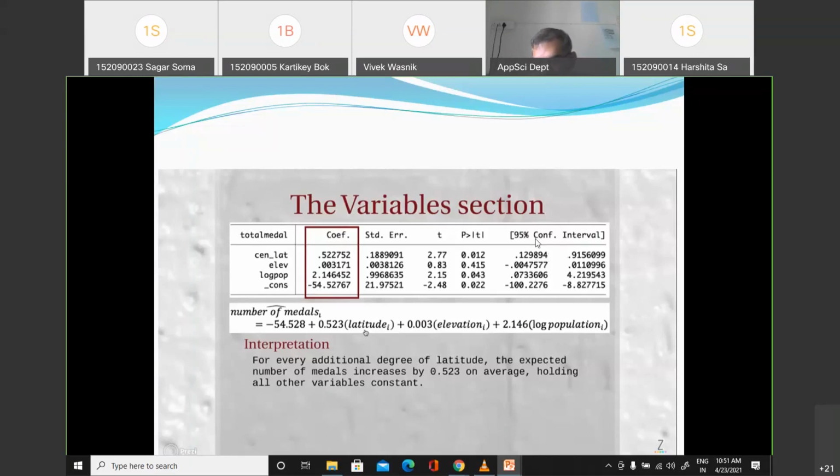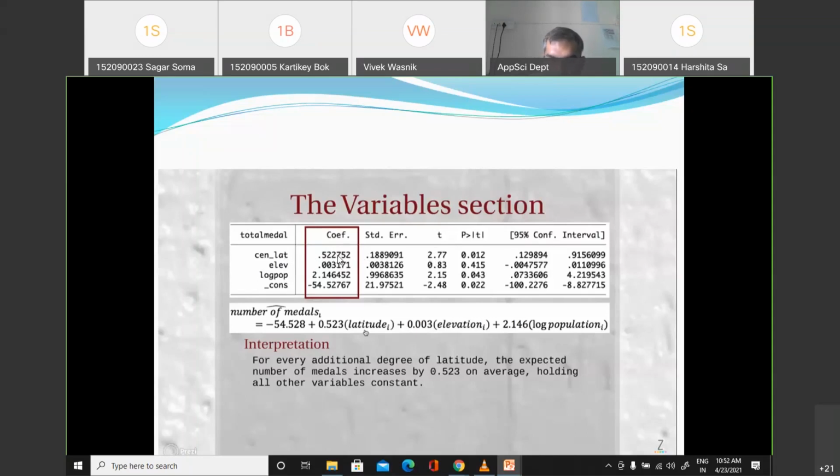We have selected 95% confidence level. So 95% confidence interval for this variable, latitude. Latitude was one of the variables. If you remember, in the example in the beginning of the class we saw latitude, elevation, and population are the three variables. So in the latitude variable, this is the standard error, that is the standard deviation, and this is the t value, that is the z value. Yeah, this is the z value we can get for this value.